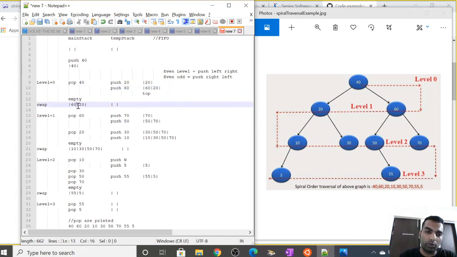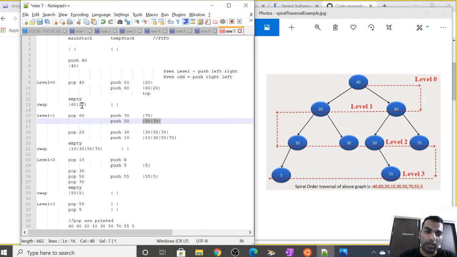So we will pop 60. Again note, from the stack we can only pop the top entries. When we pop 60, we will check the right and left child of 60. So here we are at 60, we will check the right child as 70, left child as 50. So we will push 70 first, then we will push 50. Now the stack becomes 50 and 70.